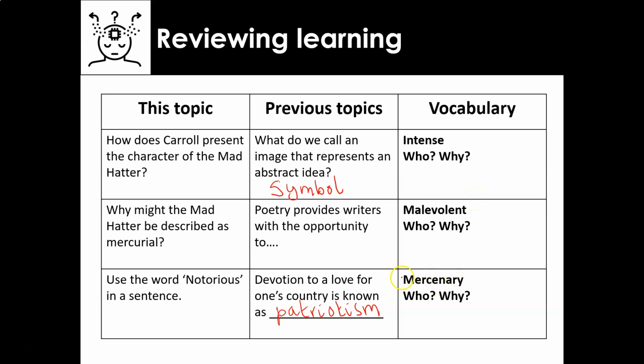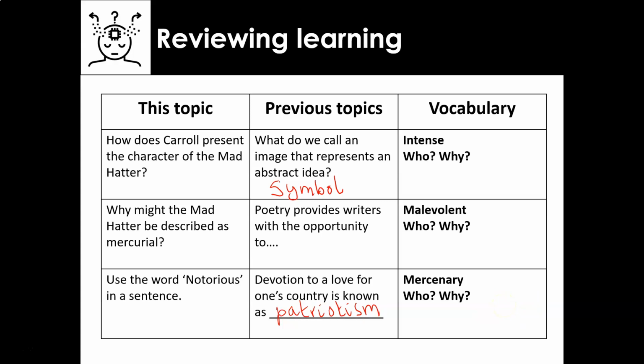And mercenary. Well, we might describe somebody as mercenary if they are only interested really in gaining material wealth, if they're interested in earning money above all else. So perhaps in the autobiography that we read, we could describe P.T. Barnum as mercenary because he was exploiting people within his circus or freak show in order to make money himself.